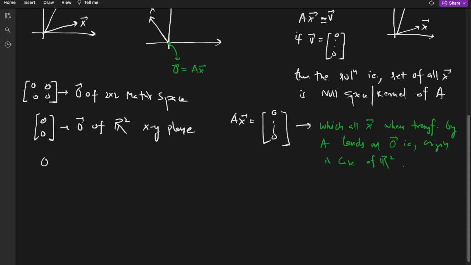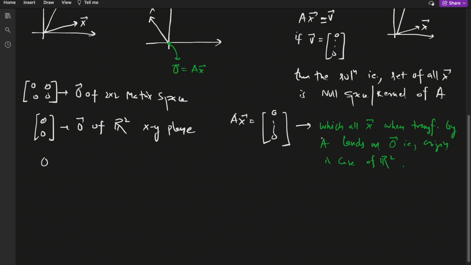So when I say this, it is like asking which all x, when transformed by A, land on the zero vector, that is the origin in case of R2. So we are asking what are the set of those x? It could be either only one possible value, that is the origin itself mapping to origin, with no other vector getting transformed to the zero vector. Or another case is that an entire line of vectors got smacked down to the origin, or the zero vector. That could be possible. We will see that.